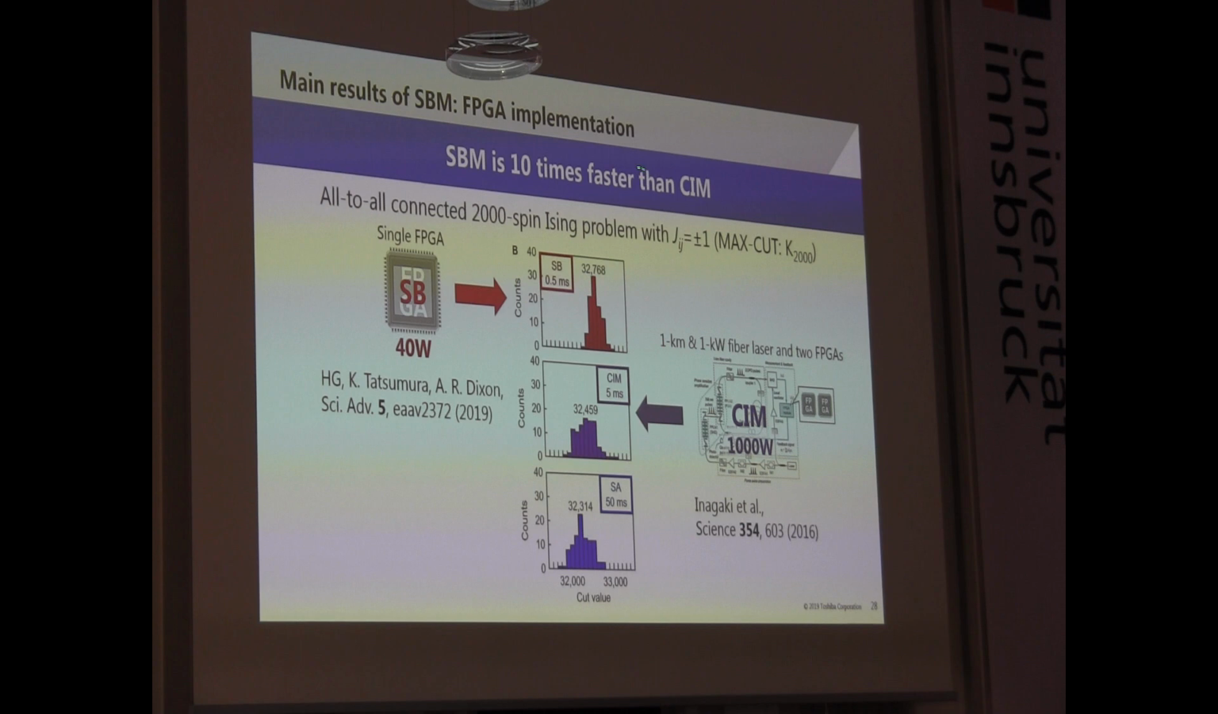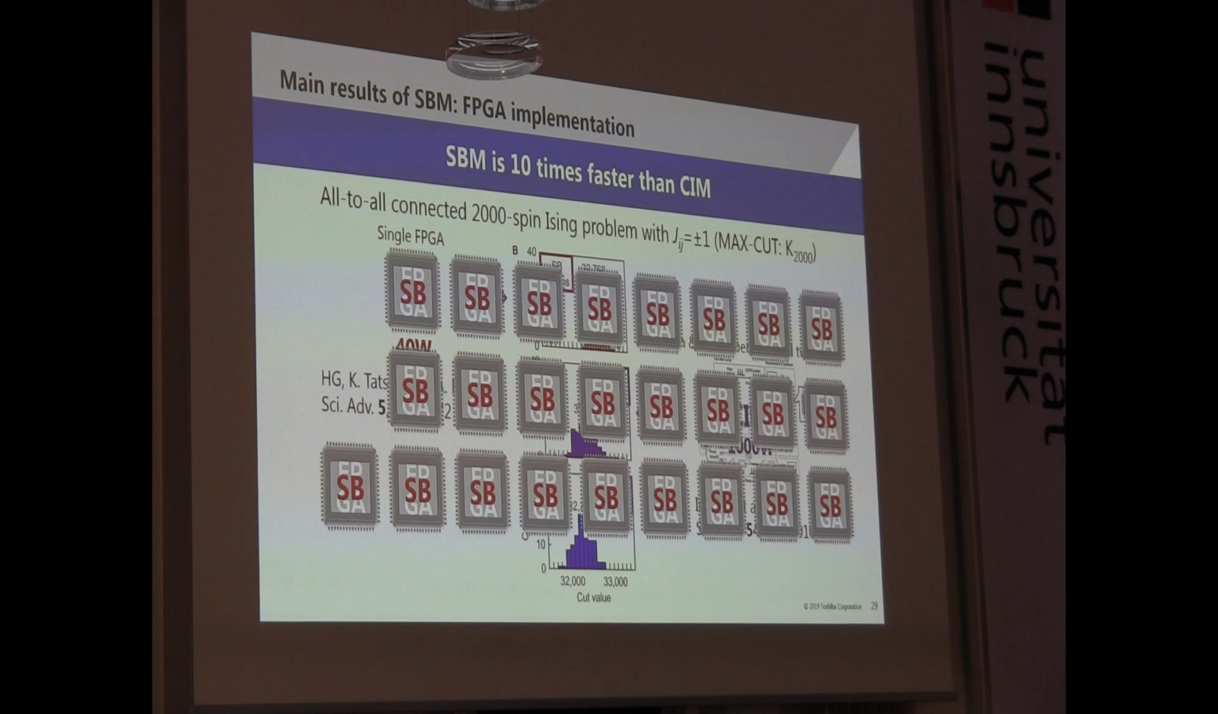Okay? And so SBM is not only fast, but also energy efficient. In the case of this experiment, CIM uses 1 kilometer of fiber and a 1 kilowatt fiber laser. But if we can use 1 kilowatt, we can operate a 25 SB machine. So the energy efficiency is very important. Okay?